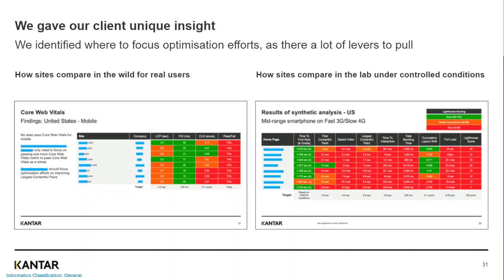We also analyzed the performance of client and competitor homepages under control conditions for a bunch of user-centric metrics. This is known as synthetic or lab testing. In addition to measuring performance in the wild, it's really important to compare performance under strictly controlled conditions using the same connection speed and device to robustly benchmark your site with that of competitors.